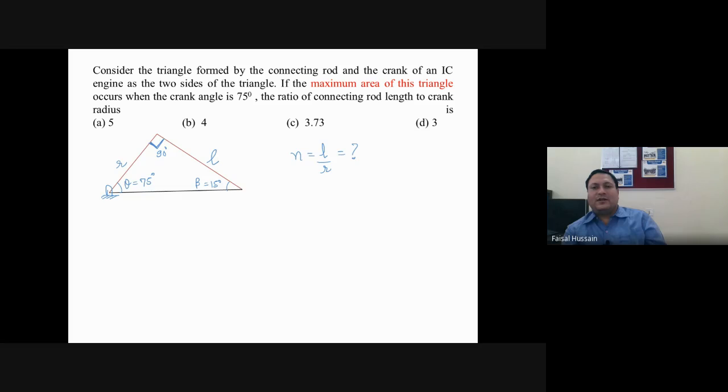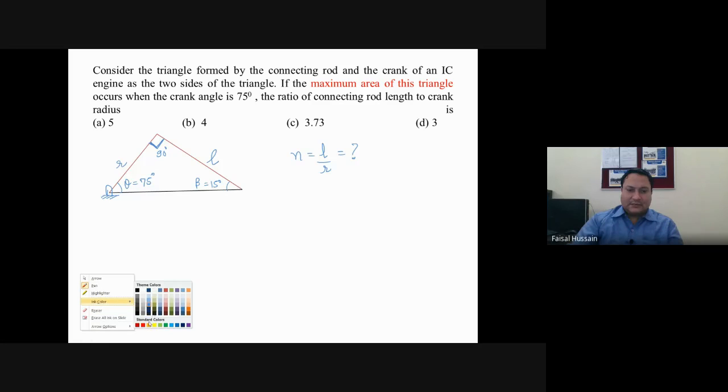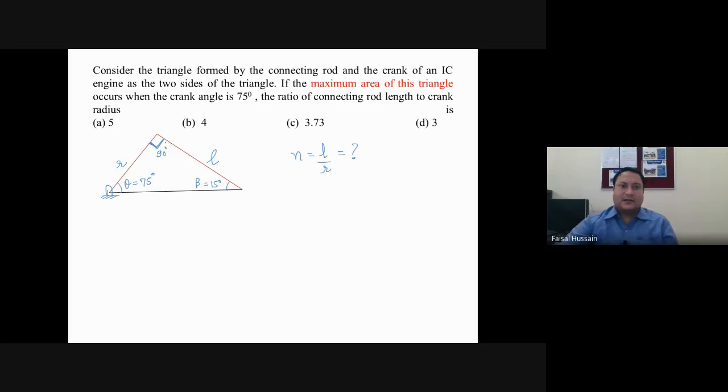So for obtaining maximum area in terms of the triangle in a single slider mechanism, the length of the connecting rod and the radius of the crank should be mutually perpendicular to each other. If they are mutually perpendicular, the angle between them will be 90 degree, and at that time we will get the maximum area like this. This area will be maximum, and this is your slider.